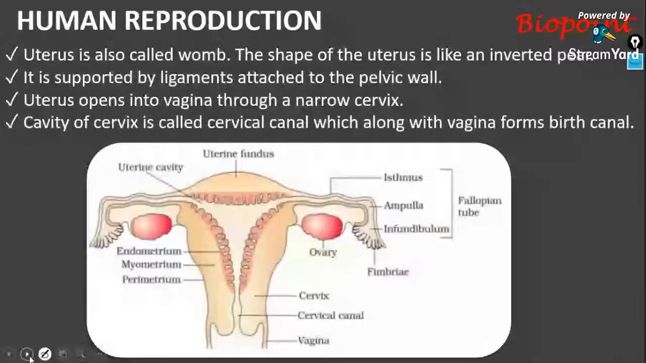The uterus is also known as the womb. The shape of the uterus is like an inverted pear-shaped structure.